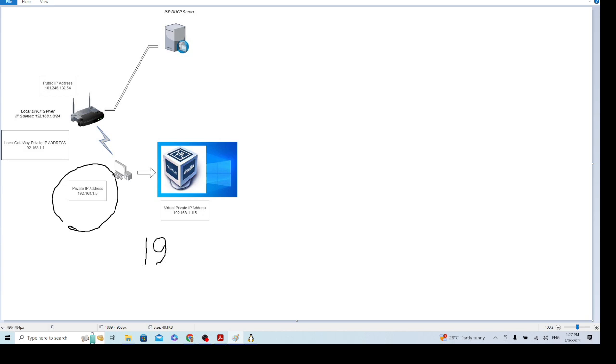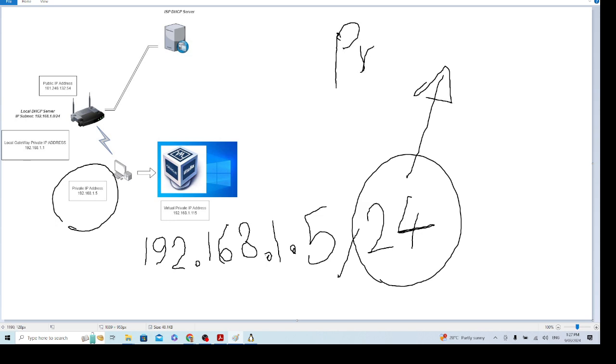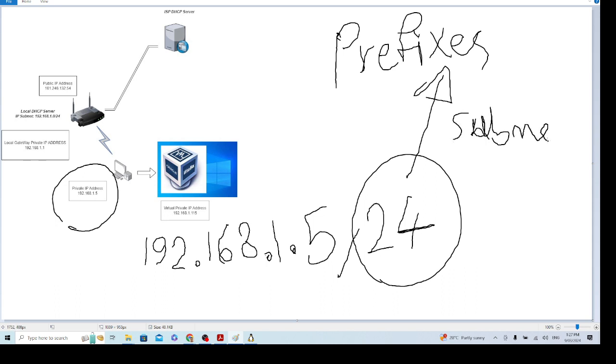If I show you in the context of CIDR, it is 192.168.1.5 slash 24. What is this slash 24? Everyone calls it a prefix. Some people call it subnet mask because it is actually masking zeros and ones. But don't make it complicated for yourself. It's just a prefix number, okay?